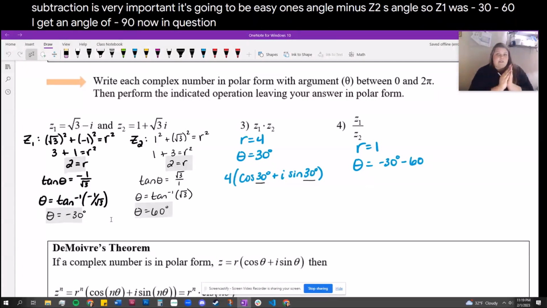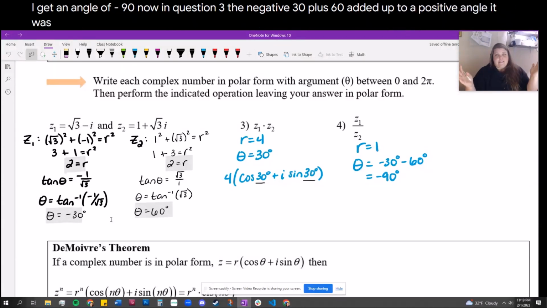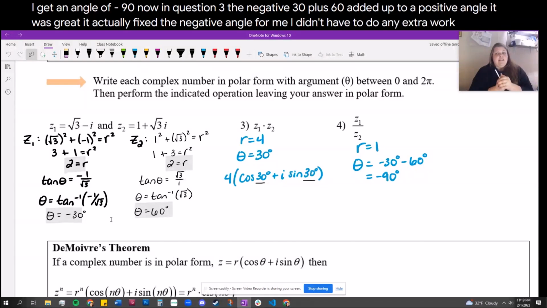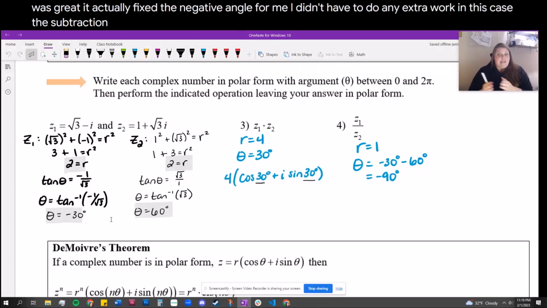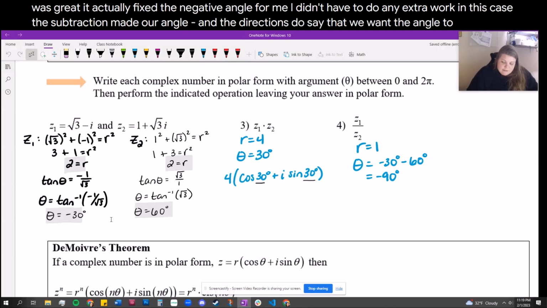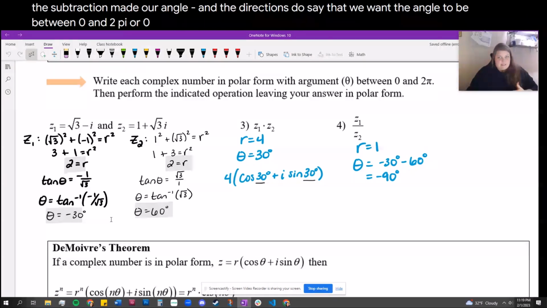Now in question 3, the negative 30 plus 60 added up to a positive angle. It was great. It actually fixed the negative angle for me. I didn't have to do any extra work. In this case, the subtraction made our angle negative. And the directions do say that we want the angle to be between 0 and 2 pi, or 0 to 360. So I need to convert this to a positive angle before I'm done.